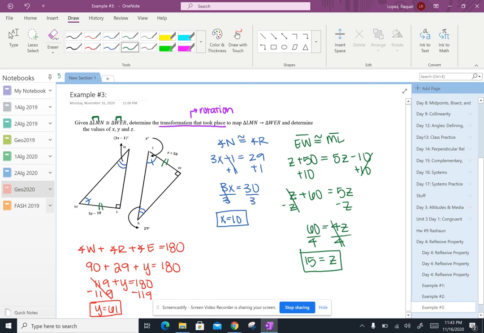And we've answered the question. We found values for x and y and z, not necessarily in that order, but that doesn't matter.